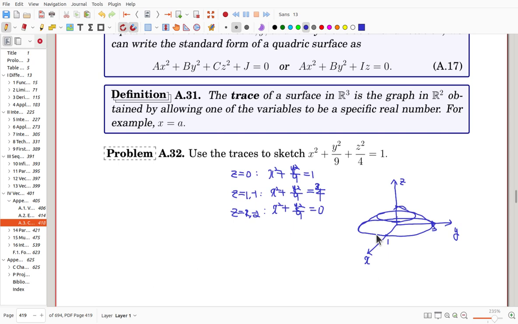Right? And here in the x direction is 1, in the y direction 3, and the z direction must be 2 here, right?